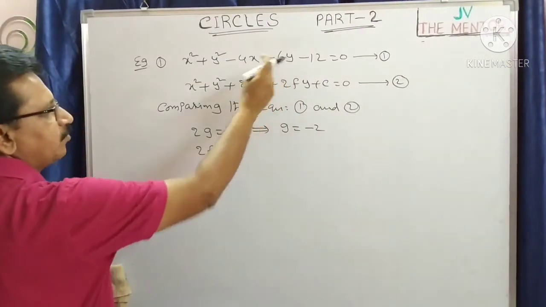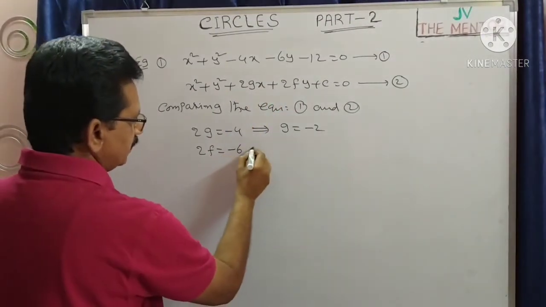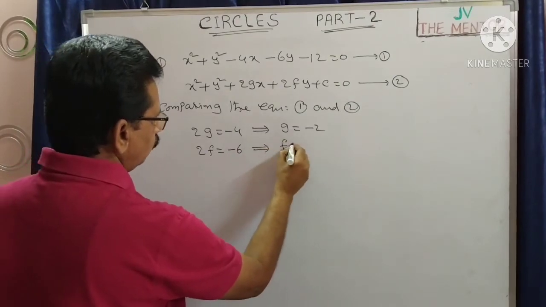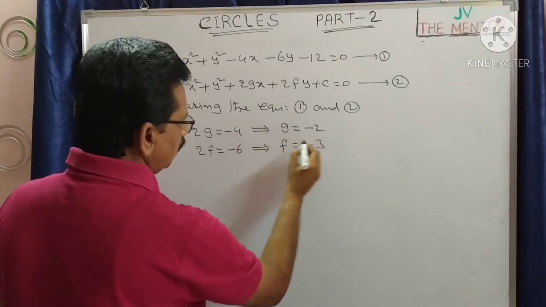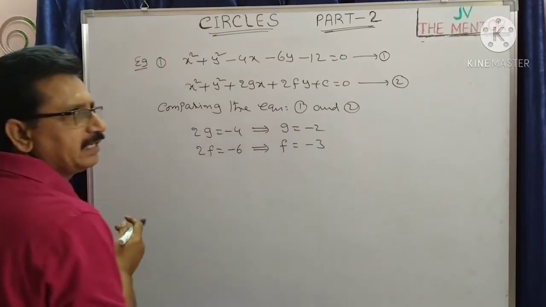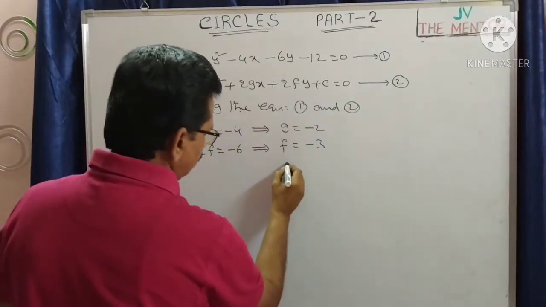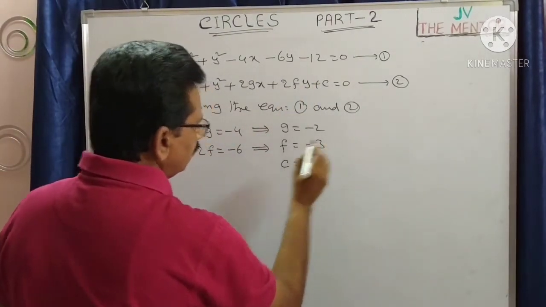2f equal to, here y coefficient is minus 6. Here f equal to minus 6 by 2, minus 3. Here c constant value, c equal to minus 12.